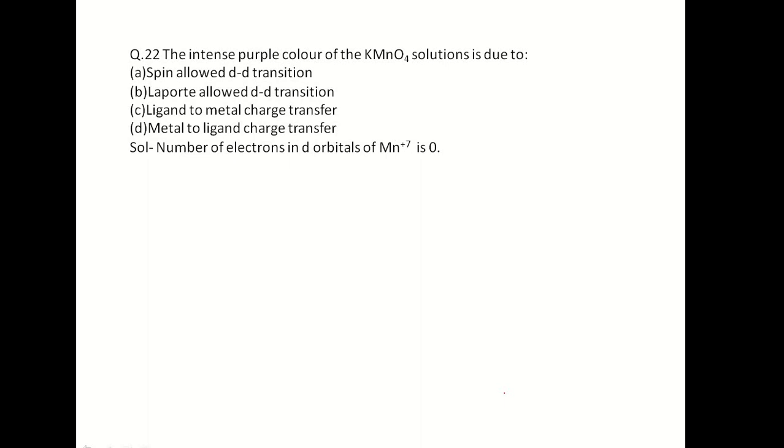Alright, so if you see the electronic configuration of Mn plus 7, first of all see the oxidation state of Mn in this compound. The oxidation state is plus 7, and in Mn plus 7 it will attain the electronic configuration of argon. So d orbital is not having any electron. So the chances of d-d transition is nil because for d-d transition there should be electrons in d orbital, but there are no electrons in the d orbital. So our first two options are cancelled.